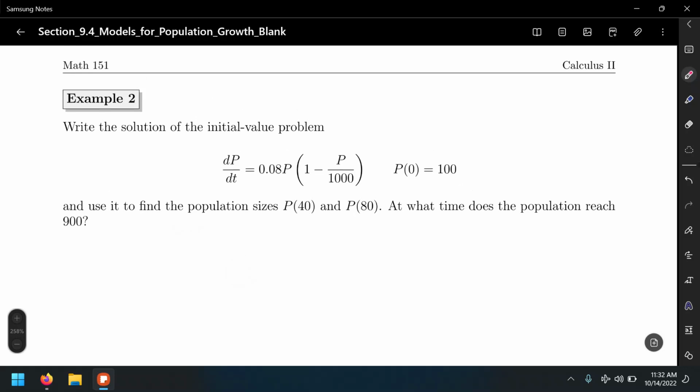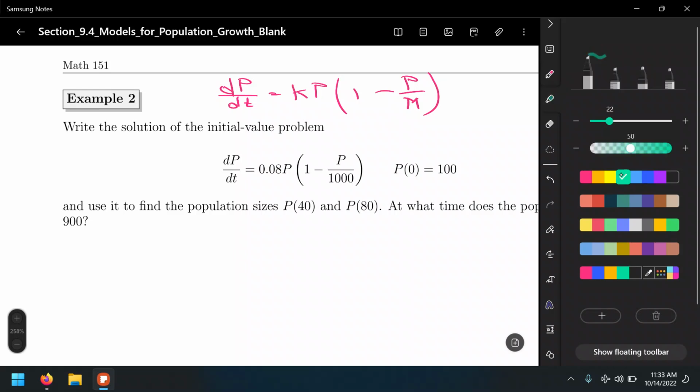Write the solution to the initial value problem dP/dt equals 0.08 P times 1 minus P over 1,000, with an initial condition of P of 0 equals 100. If we solved this differential equation symbolically, we would have done the same process but with numbers. But lucky for us, we already have a mathematical model ready to plug in values. I'm going to relate this equation with the generic version of it, that is, dP/dt equals k P times 1 minus P over M. And the reason for this is that we're going to use this to relate.